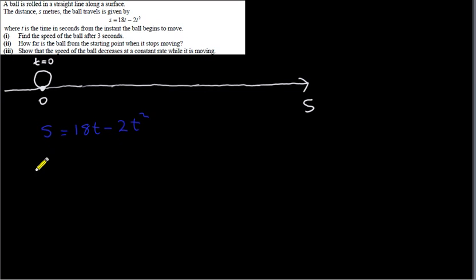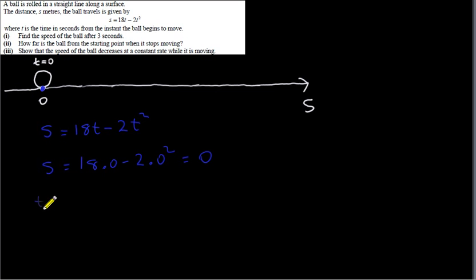So for example, if we want the position of the ball at t equals 0, we just plug 0 in for t. And this gives us 0. So when t equals 0, the ball is here. So this is the ball. The ball is at 0, s equals 0.